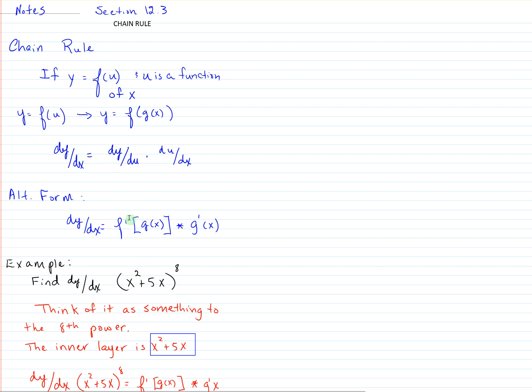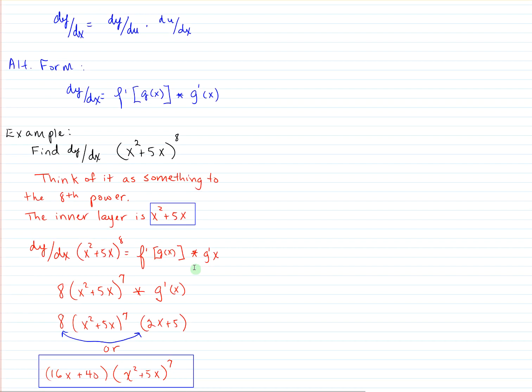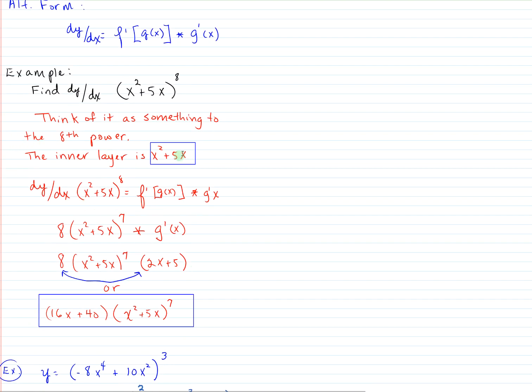And it says that we take the derivative of this thing, just like we've been doing. 8 goes to the front, that exponent becomes a 7. But then we have to multiply it by the derivative of what's inside. So let's think of this down here. Something to the 8th power. The inner layer is x squared plus 5x. So the derivative is this. Take 8 to the front. That becomes a 7 times g prime of x, if this is g of x.